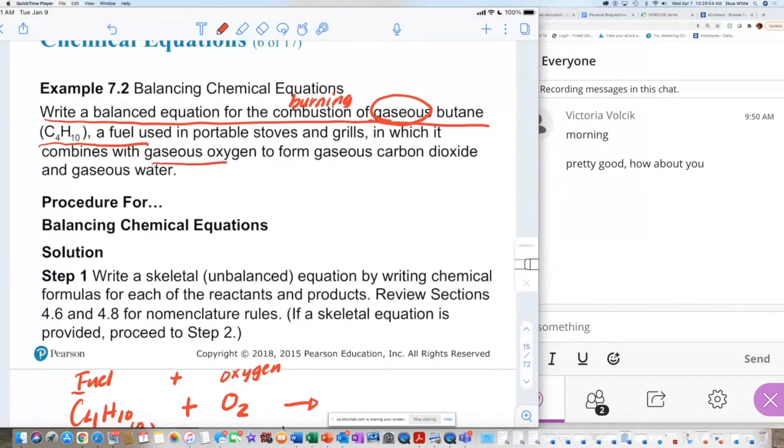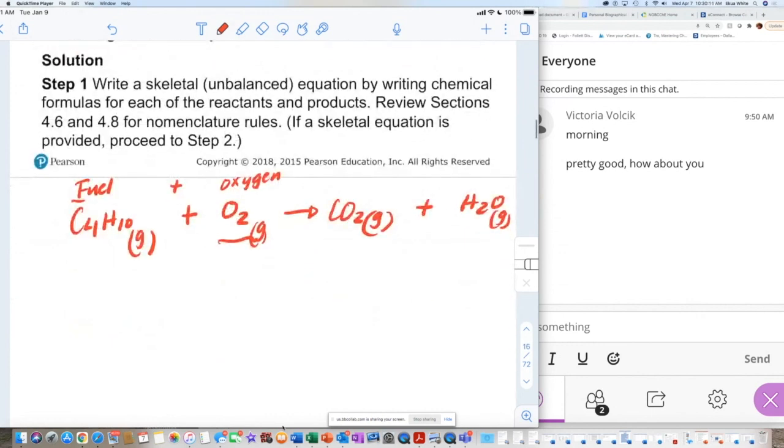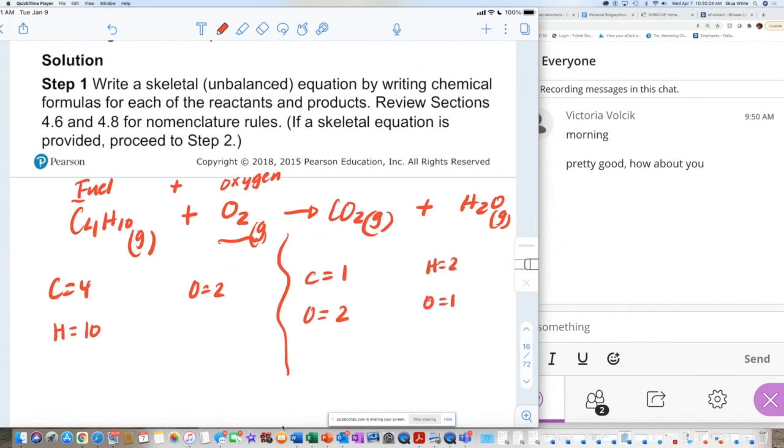Okay, so we have this butane here as your fuel, which they say here combines with gaseous oxygen. This is going to be a gas to form gaseous carbon dioxide, CO2. Remember nomenclature, naming compounds, you've got to know that here, and gaseous water, H2O. This is also a gas. Oh, we're trying to balance this out, right? Like before. Carbon, 4. Hydrogen, 10. Oxygen, 2. Carbon, 1. Oxygen, 2. Hydrogen, 2. Oxygen, 1.